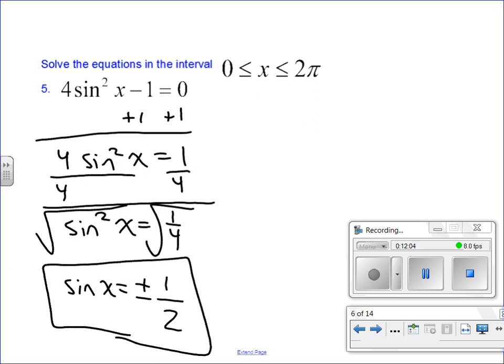Who knows what time it is? Unit circle time. It's unit circle time. And it's 10:50. And it's 10:50.